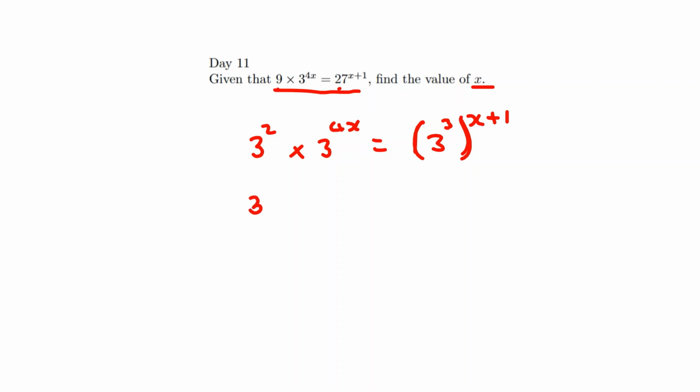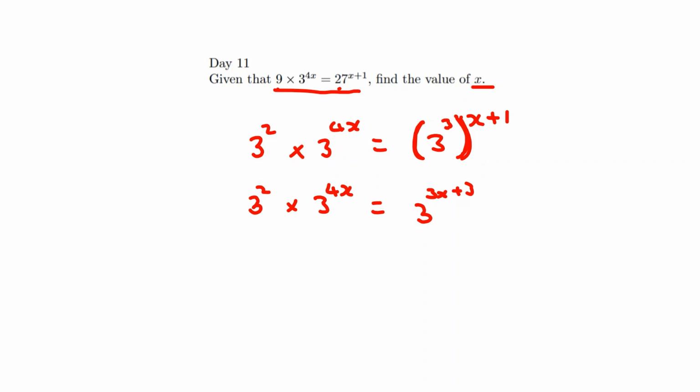So I'm just going to do a bit of tidying here to begin with. So I've got this index rule when I have brackets that the thing in the bracket, I multiply the power by what is outside the bracket. I'm going to have 3 to the bracket to the power of 3x plus 3.